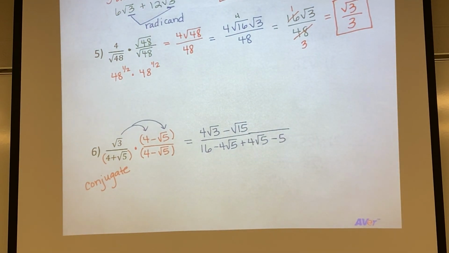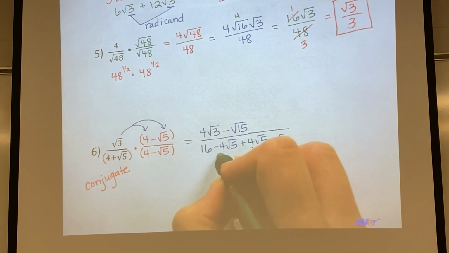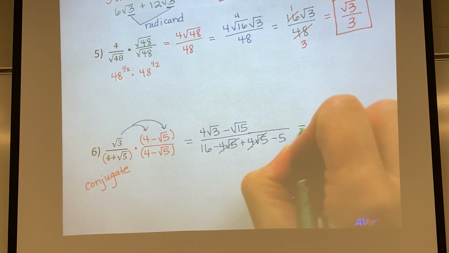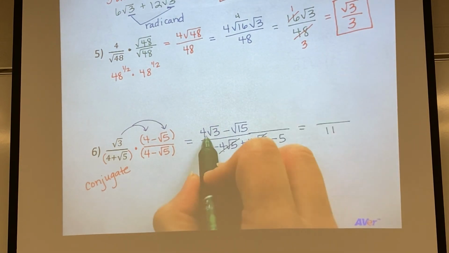And then we simplify anything that we can. So you'll notice that we have a negative 4 radical 5 and a positive 4 radical 5. So those two would add together to equal 0. And then we have 16 minus 5. So 16 minus 5, and our denominator would be 11. And then up in our numerator, 4 radical 3.